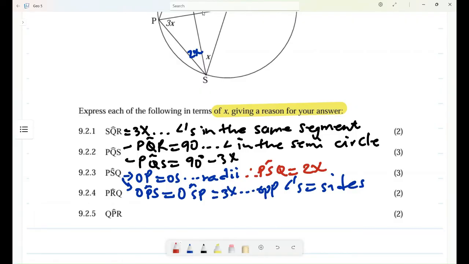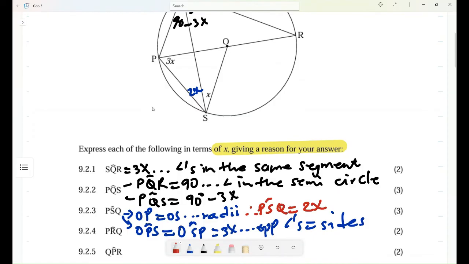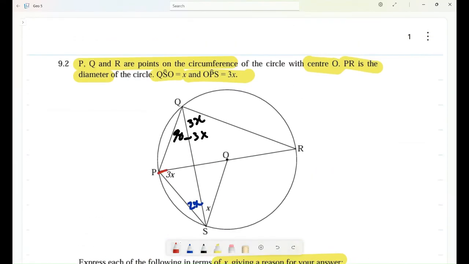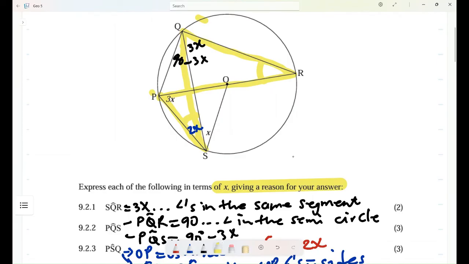9.2.4 says calculate what? PRQ. What about PRQ? Let me do my bow tie again and see if my PRQ can value them. PRQ. This angle here should equal the angle that we just found. Bow tie shape. And I know this angle here should equal how much?